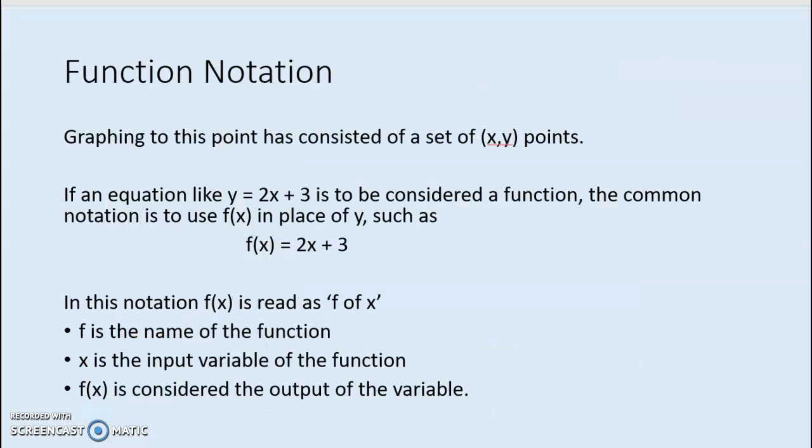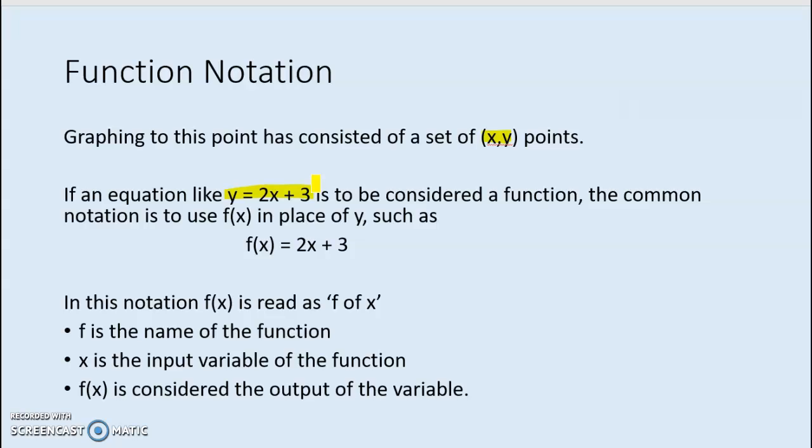Okay, so let's talk a little bit about function notation. This will be pretty important. But graphing to this point has consisted of a set of xy points. So in that case we usually think of xy and calculating some points when we want to graph. So if you take the equation I've got here, y equals 2x plus 3, and if we want to think of it as a function, well, if you have background there, this is a y equals mx plus b, so it's a straight line. So it is a function because it'd be a straight line going across, so it would pass the vertical line test.